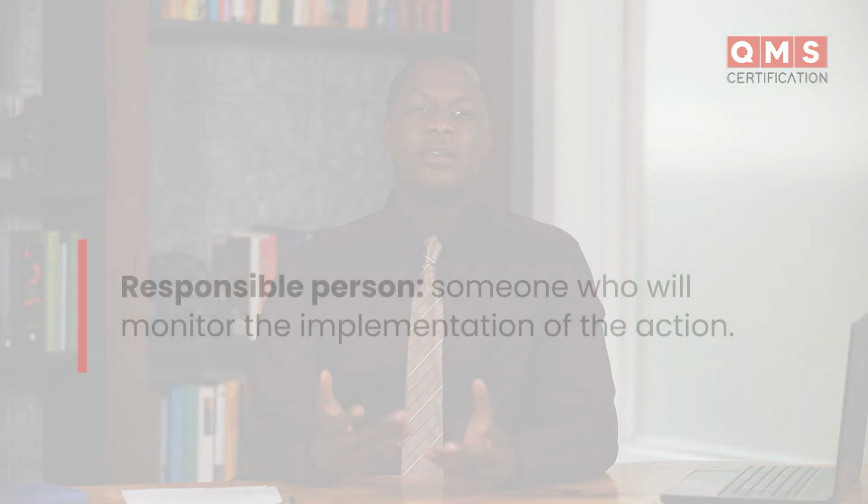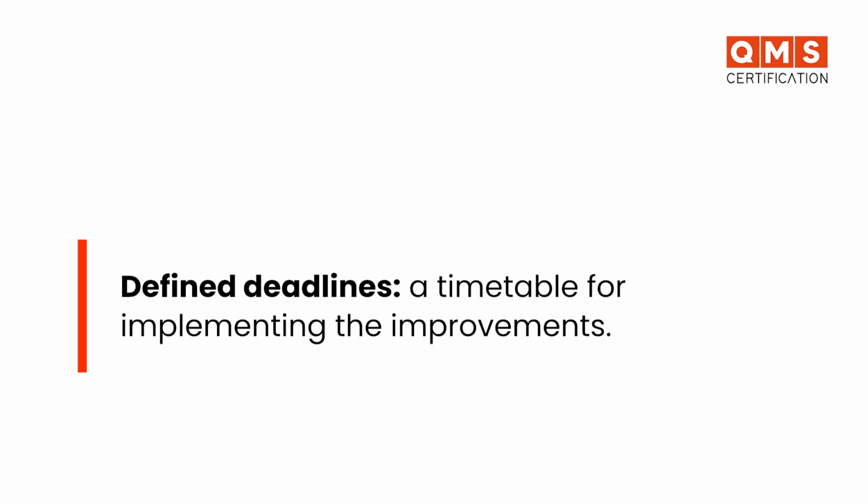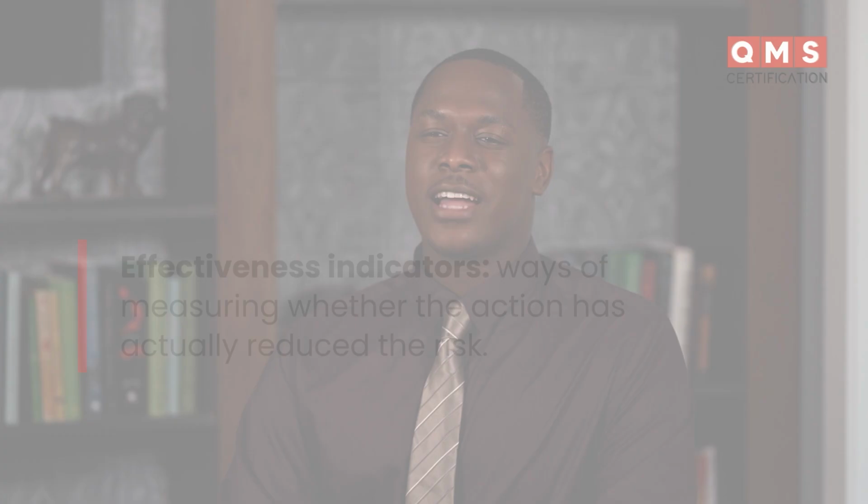And these actions need to be well structured. In other words, each action plan must have a responsible person, someone who will monitor the implementation of the action, defined deadlines, a timetable for implementing the improvements, effectiveness indicators, ways of measuring whether the action has actually reduced the risk. Practical example: if the risk we identified was not sending the audit report to clients, an action to mitigate it could be to automate the sending of reports and create alerts in the system to avoid human error.